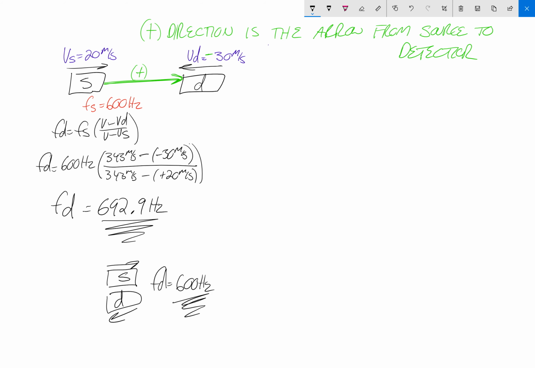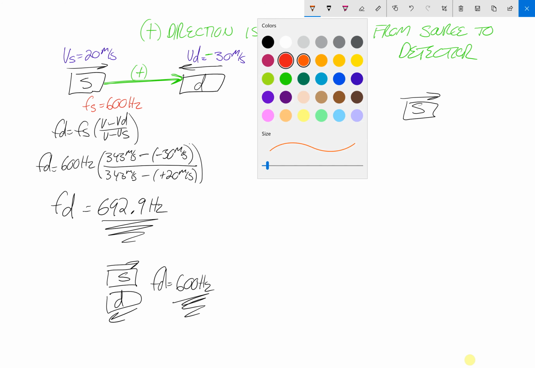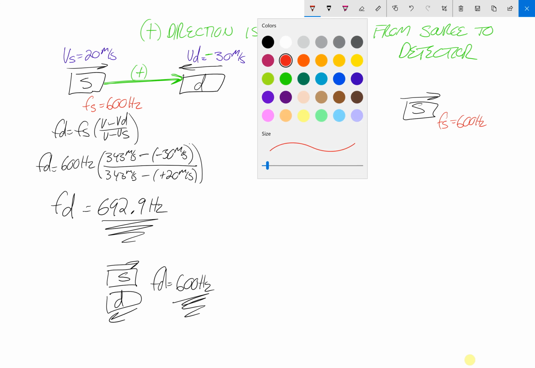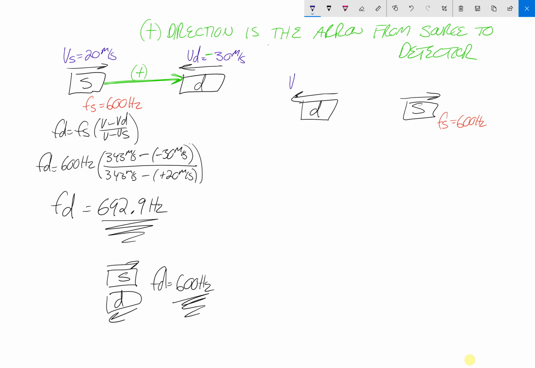Let's do another scenario. Let's say these two cars have now passed each other. Now the detector is on the left here moving west, and the source is on the right here moving east. We'll say that the source is still blaring its horn at 600 hertz. We will say that the detector is still moving left at 30 meters per second, or west, and the source is still moving to the east at 20 meters per second.